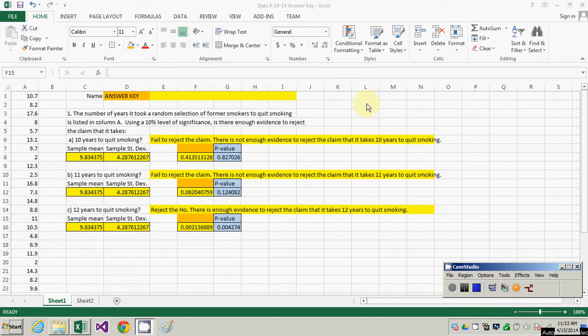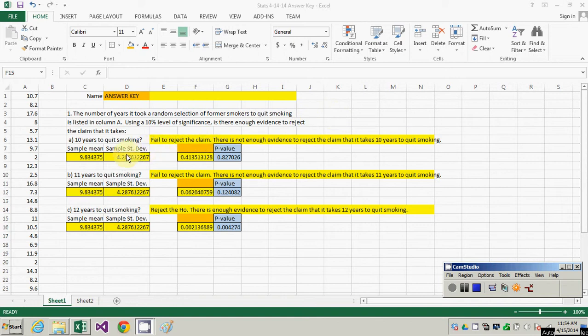Okay, we're going to go over the answer key for yesterday's assignment and getting ready for tomorrow's quiz. Problem number 1. The number of years it took a random selection of former smokers to quit smoking is listed in column A. Using a 10% level of significance, is there enough evidence to reject the claim that it takes 10 years to quit smoking? That's for part A, 10 years.